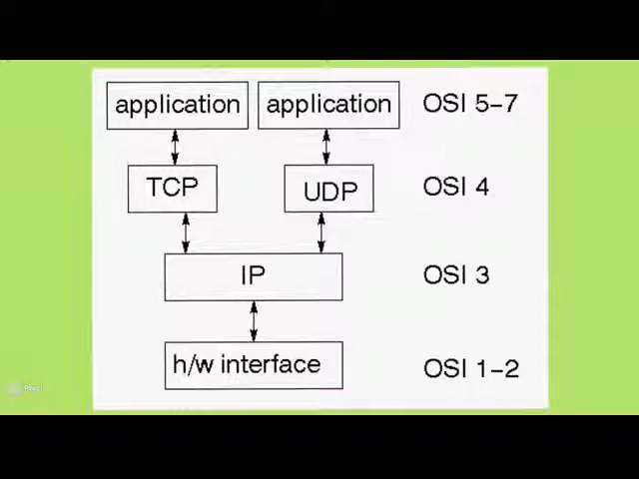UDP functions similar to IP. It establishes a link but does not ensure that data is delivered correctly. It is also a connectionless protocol. The main difference between TCP and UDP is that TCP is a connection-oriented protocol, and therefore it ensures packets arrive intact in the correct order.